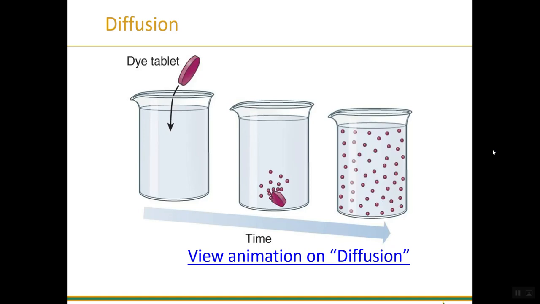So on page 43, you have passive transport. The first type is diffusion. That's where particles move from an area of higher concentration to an area of lower concentration.